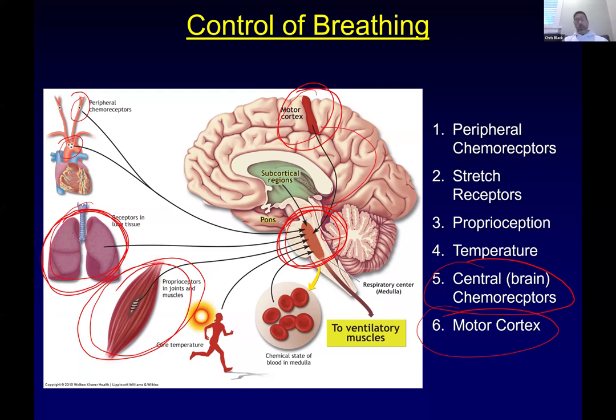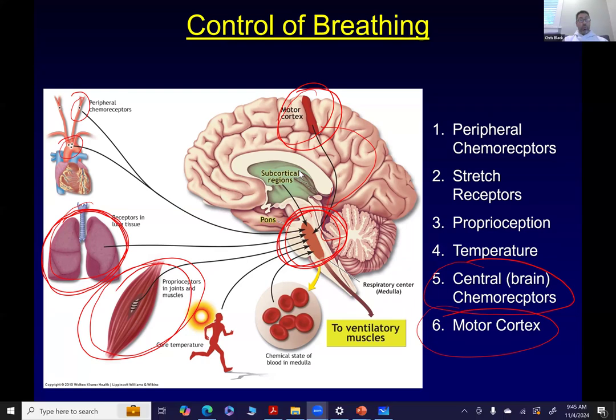Now, I want to be really careful and say that you can exert conscious control, but that conscious control will only last for a little while. If I ask all of you to hold your breath, you can only hold your breath for so long. At some point, the input from all of these other things is going to win out.